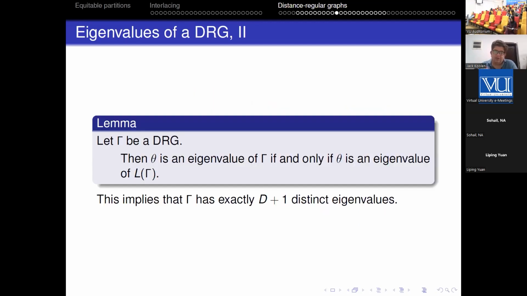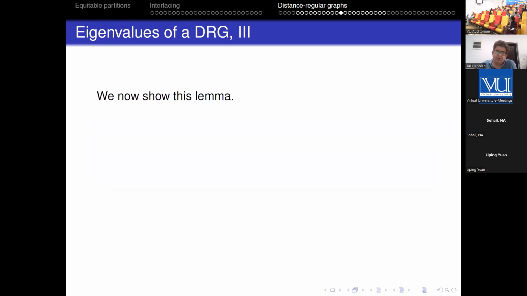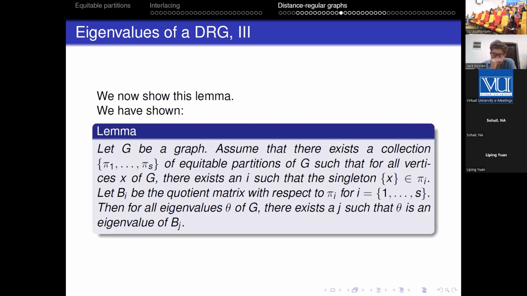So that is what I say here. This implies that gamma has exactly D plus 1 distinct eigenvalues. Yes, and we can easily prove this. It's not difficult. So we showed this lemma last time when we were looking at partitions, equitable partitions.